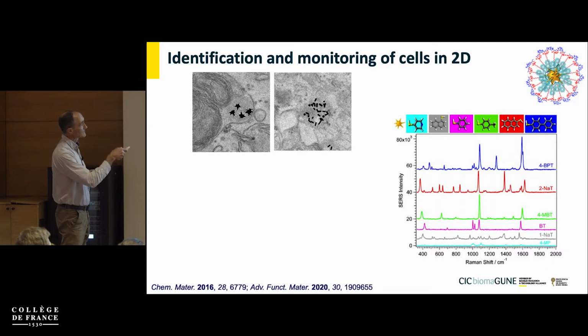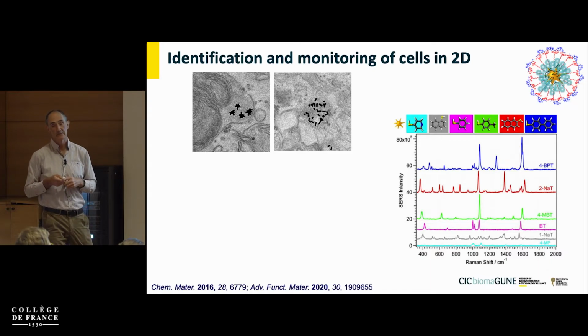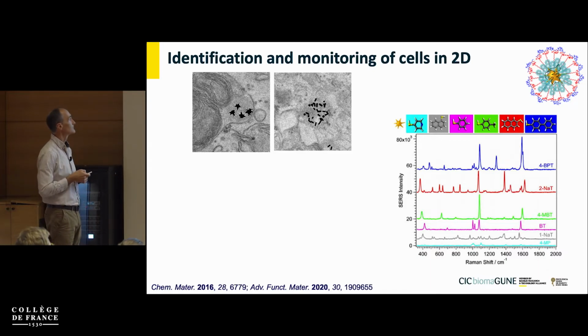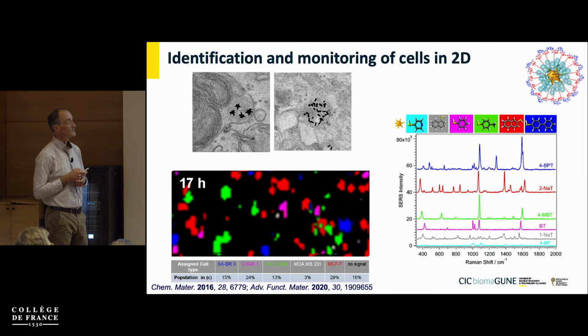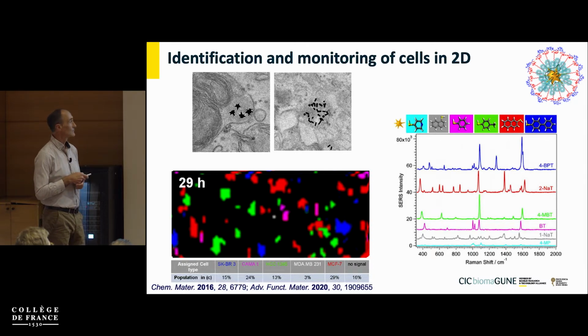You can do it with nanostars. You can do exactly the same synthesis with nanorods or other morphologies. And then you can co-culture different cell types that have been labeled with different encoded particles, and you can monitor how they evolve over time. So this work was done on a 2D system, which was like the preliminary study to then go into 3D.